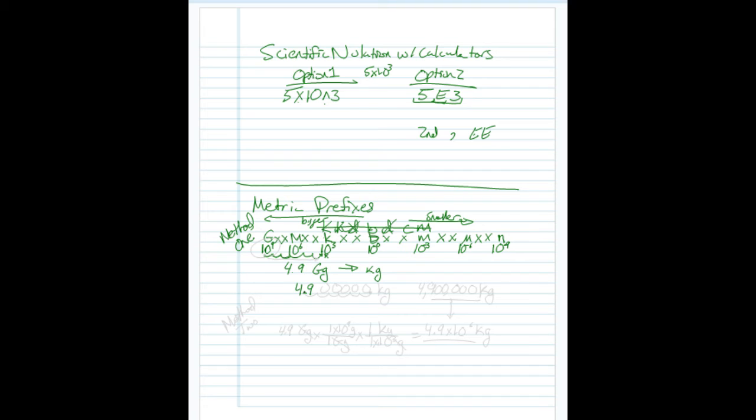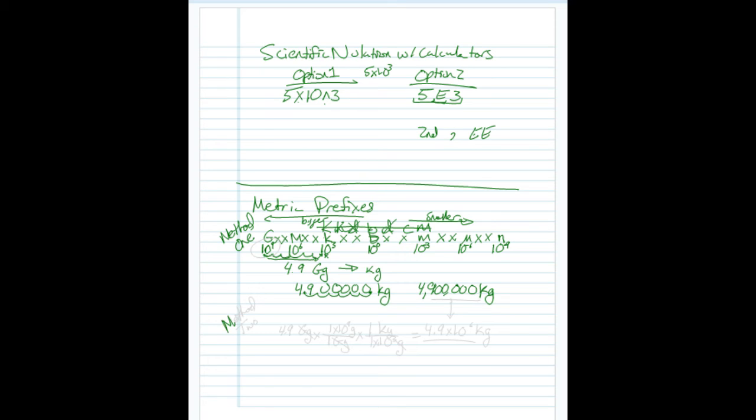So we're going to start with our decimal, and we're going to move it 1, 2, 3 to mega, 1, 2, 3 to kilo. We're moving it to the right because I started up here on the left and moved to the right, filling in zeros as I go. That gives me 4,900,000 kilograms.